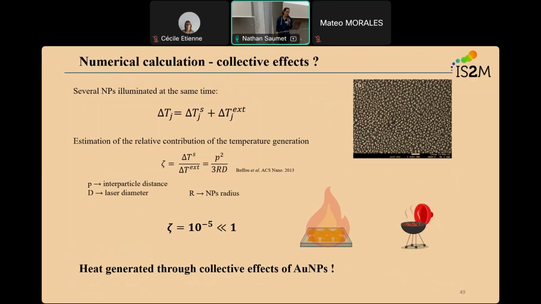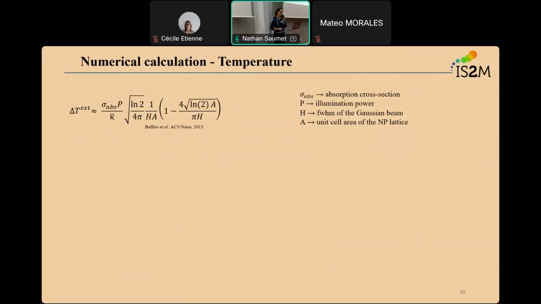So clearly, I got micrometric polymer dots. My sample is looking like this. So clearly, I can do the estimation of the relative contribution of temperature generation between the confinement regime and the delocalization regime. And here I am in the regime of the barbecue. So the heat is generated through collective effect of nanoparticles. So that's why I have big dots of polymers.